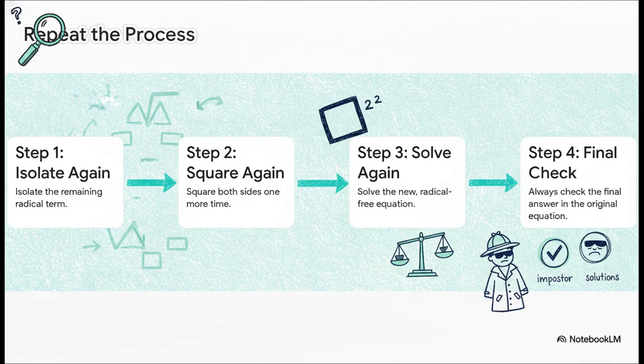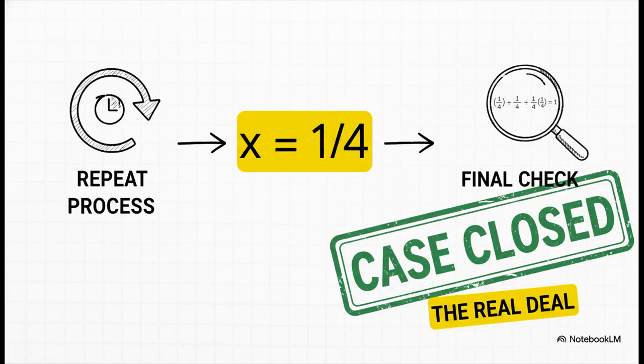So what do we do now? Simple. We just run the procedure again. No big deal. We isolate the radical that's left, we square both sides one more time, we solve whatever's left, and then, you guessed it, we check our answer. And after we isolate that second radical and square everything one last time, all the algebra cleans up really nicely, and it leaves us with x equals 1/4. We do our final check, plugging it way back into the original equation, and it works out perfectly. This one is the real deal.